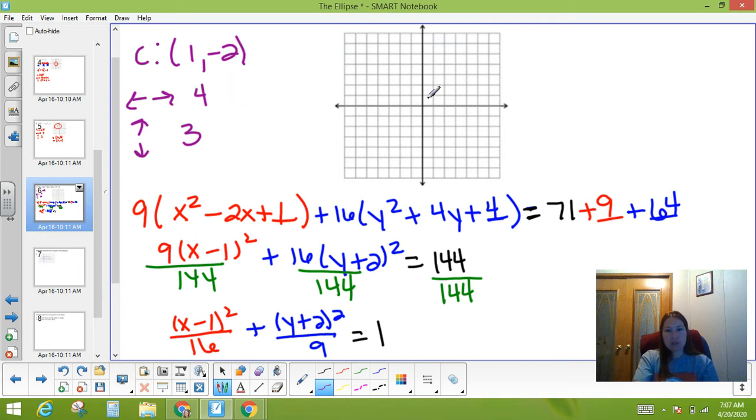All right, so to graph, you have 1, 1, negative 2. Show out 4. And then up and down 3. All right, so again, the number under the x is the bigger. So we have a horizontal major axis. And that horizontal major axis is 8 because 4 plus 4 is 8.